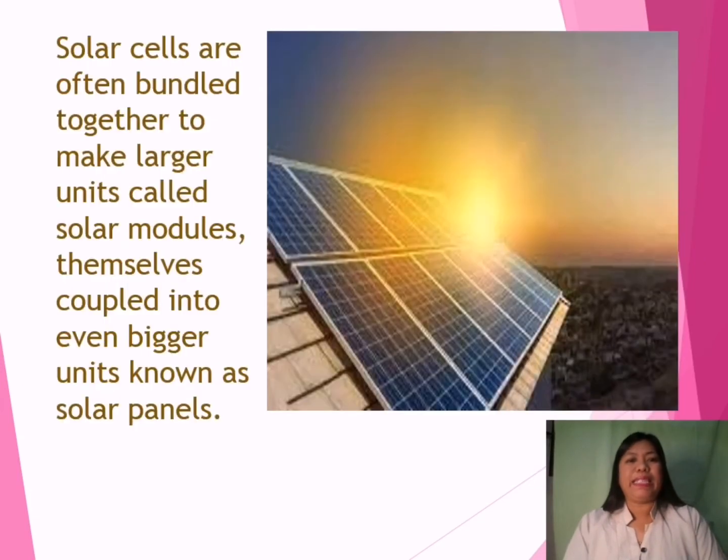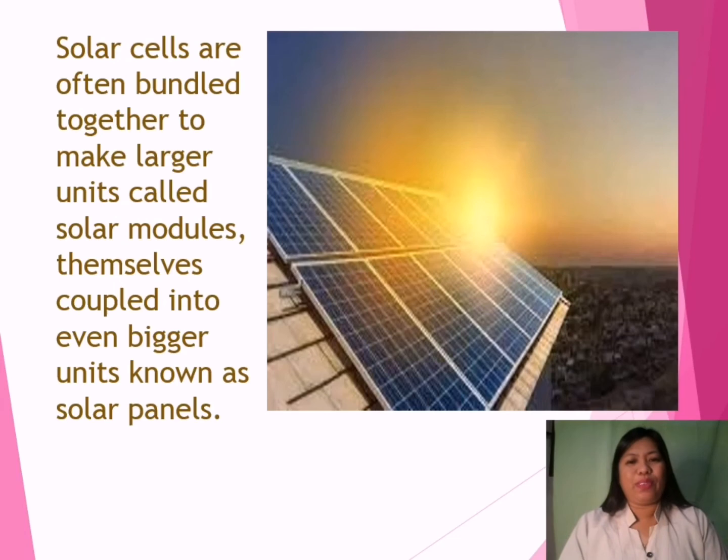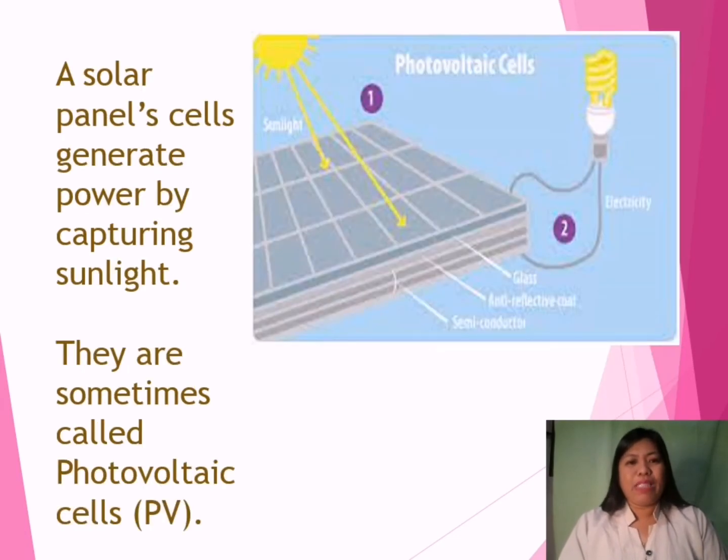Solar cells are often bundled together to make larger units called solar modules, themselves coupled into even bigger units known as solar panels. Just like in the picture, those are the solar panels. Solar panel cells generate power by capturing the sunlight. That is why the sunlight coming from the sun is very important for this. They are sometimes called photovoltaic cells or PV.